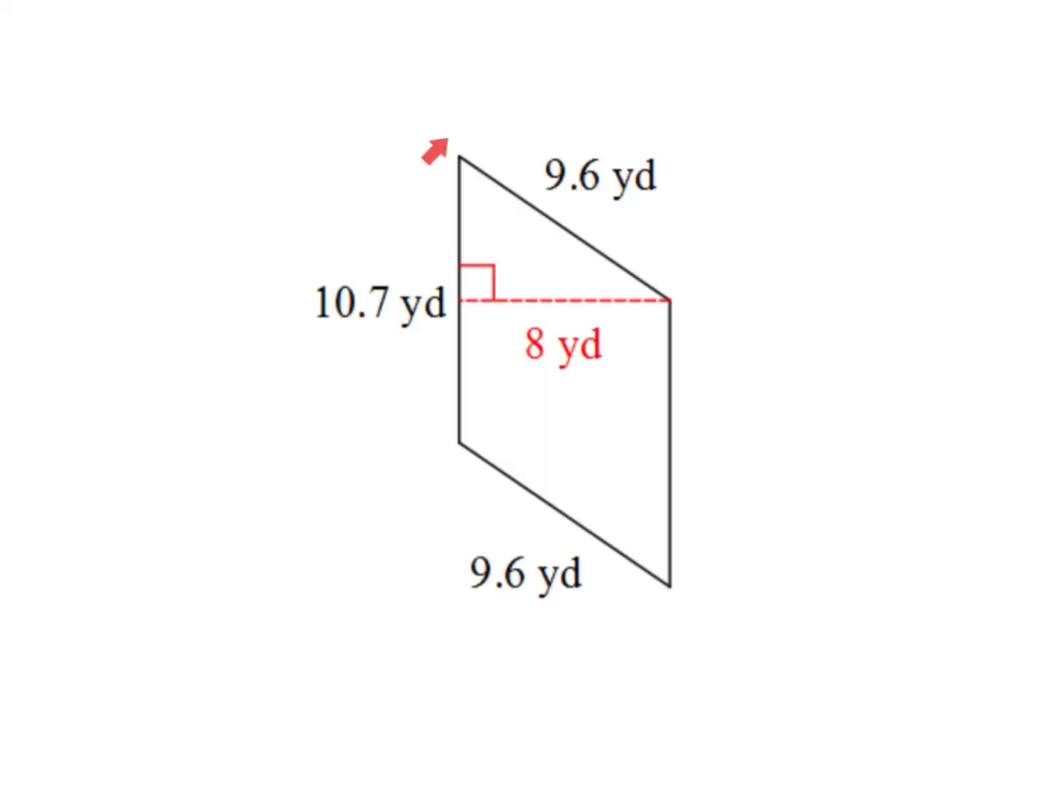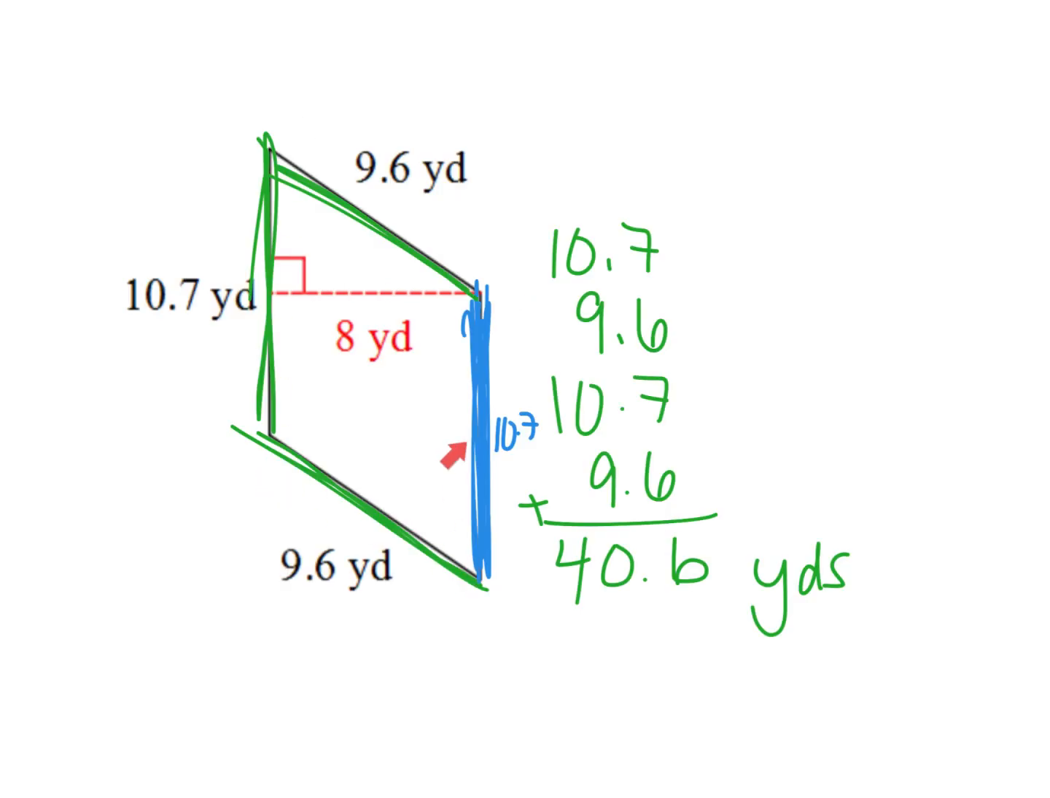For the parallelogram, again, just like the triangle, we are only worried about the outside edges, and this 8 that's red in this middle does not count because as I make my way around the perimeter, I do not touch the 8. However, we do touch this extra side that was not labeled with the 10.7. It is 10.7. A couple of things about parallelograms make them 10.7. So we are allowed to assume that that's 10.7 there. So adding 2 10.7s, adding 2 9.6s, we get 40.6 yards.